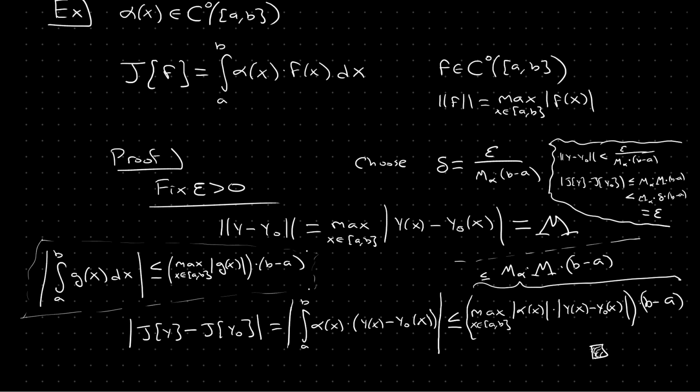And the reasoning for this is that if delta equals epsilon over M alpha times b minus a, then if the norm of y minus y naught is less than this delta, epsilon over M alpha times b minus a, we know from the calculus 2 theorem that the absolute value of the functional difference will be less than or equal to M alpha times b minus a, but M here is less than delta, so this thing is less than M alpha times delta times b minus a, which is in fact equal to epsilon.